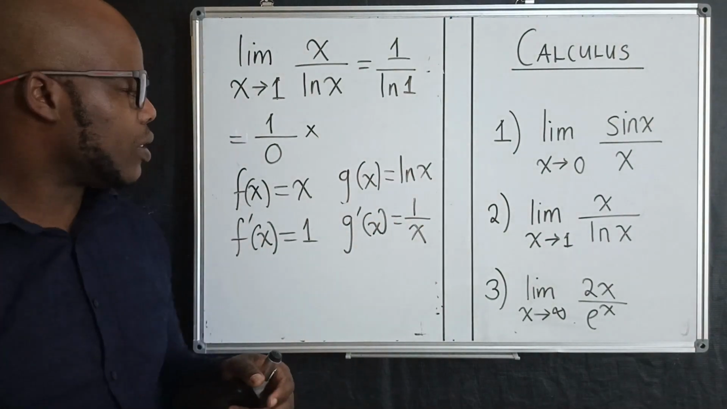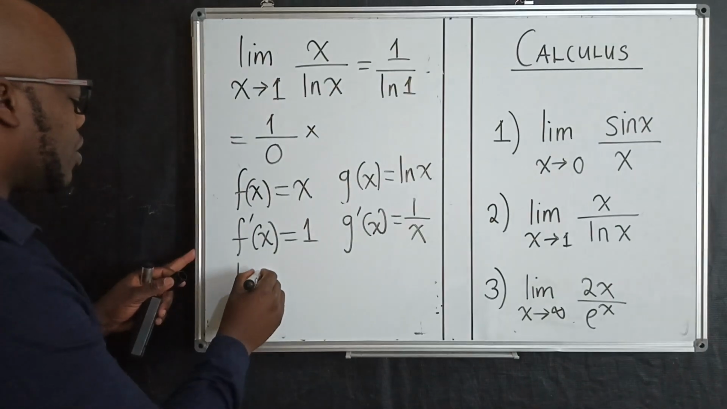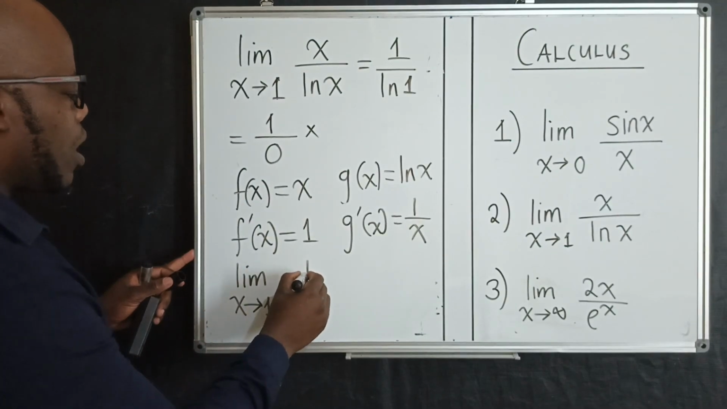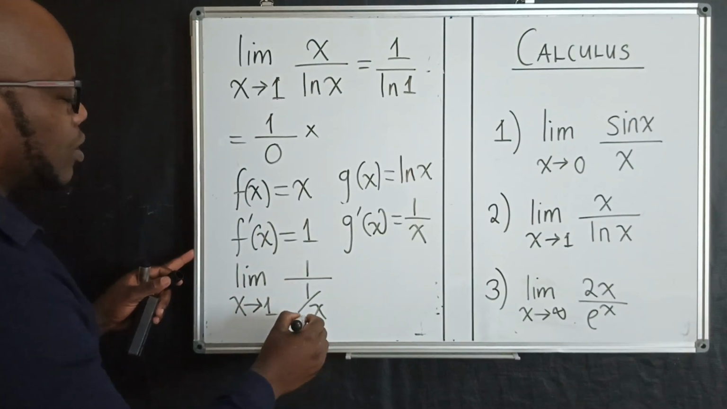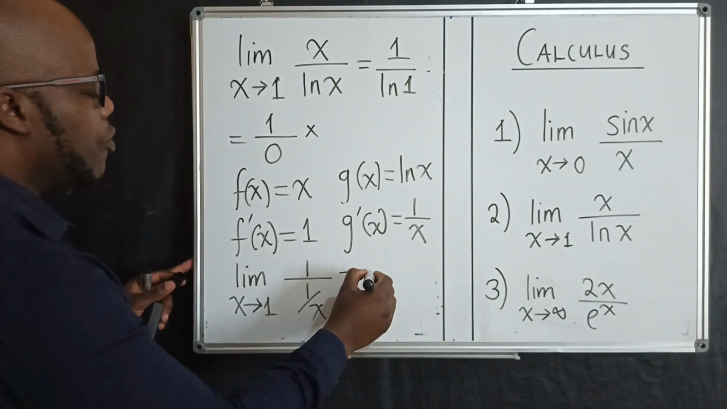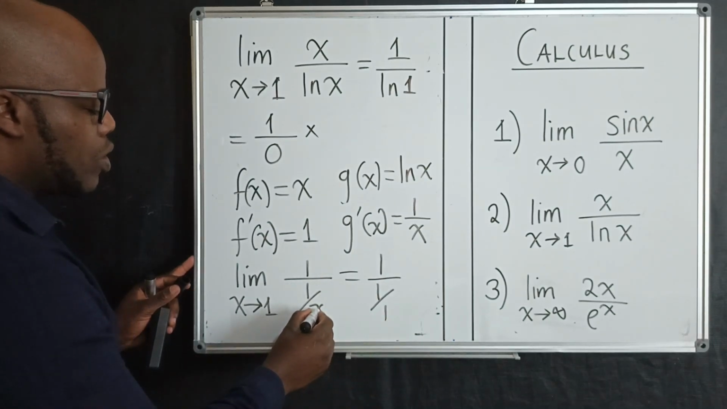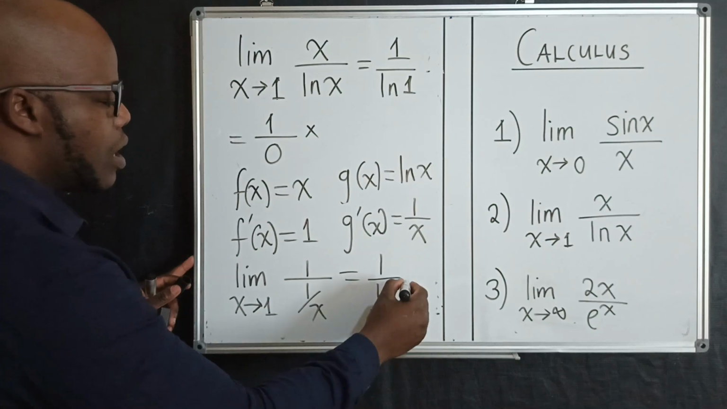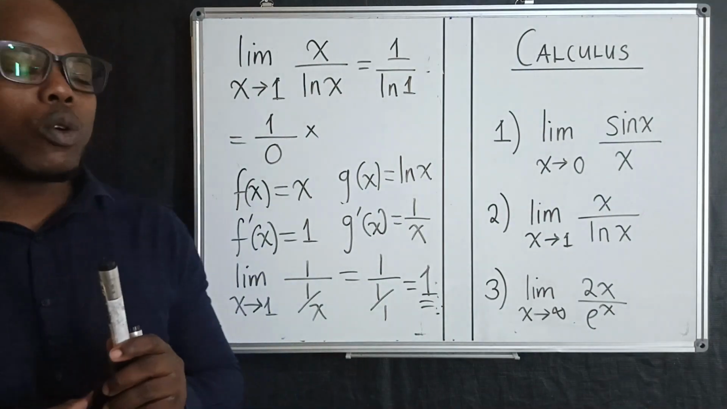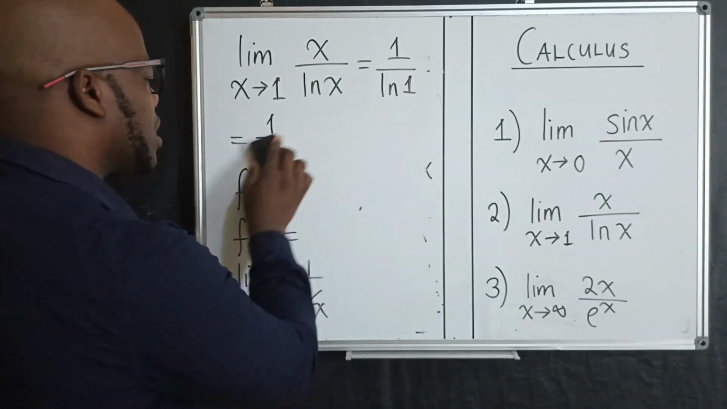Okay, so that's it. Now from this stage, we can apply the limit as x approaches 1 of 1 over 1 over x. You write the derivative of the top here, and the derivative of the bottom as the denominator. Therefore, this will simply be equal to 1 over 1 when you substitute the value of x to be equal to 1. And finally, this will give us 1.